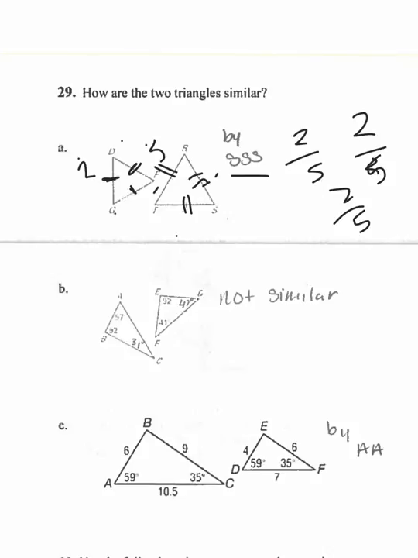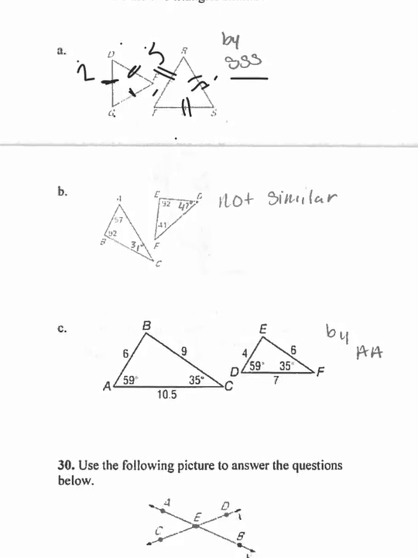2 over 5, 2 over 5, right? And remember, to be similar, you have to have all 3 sides, or one way is to have all 3 sides give you the same fraction. So no matter what numbers, because the smaller ones are all the same, the bigger ones are all the same, it's going to be the same fraction no matter what number you put there.